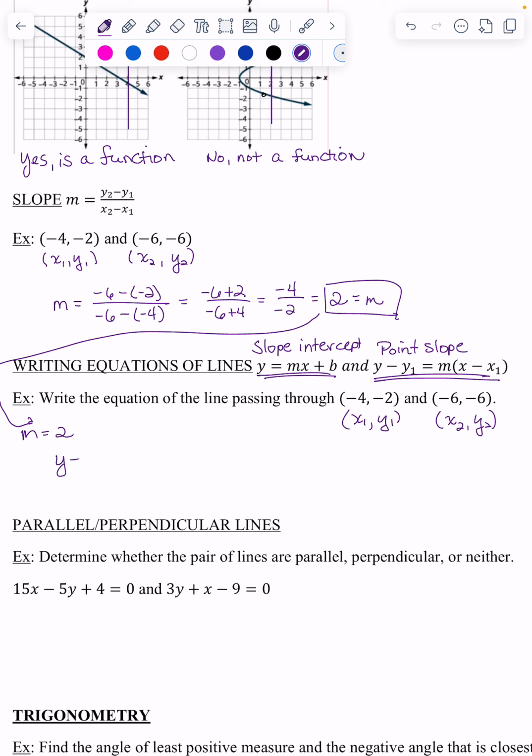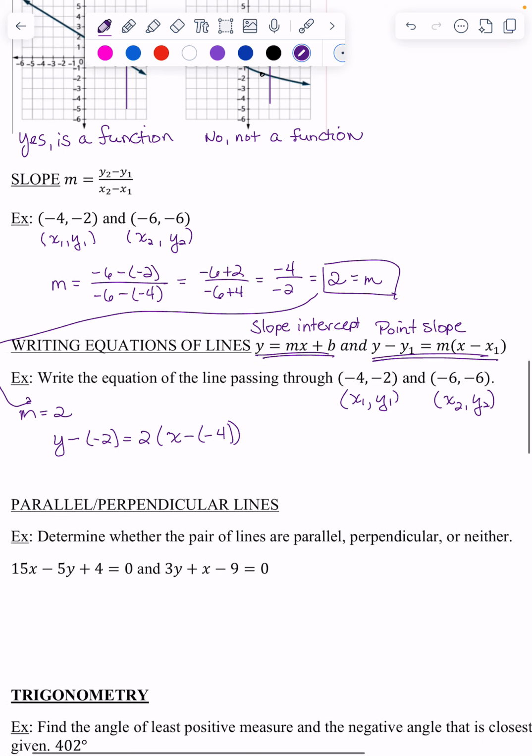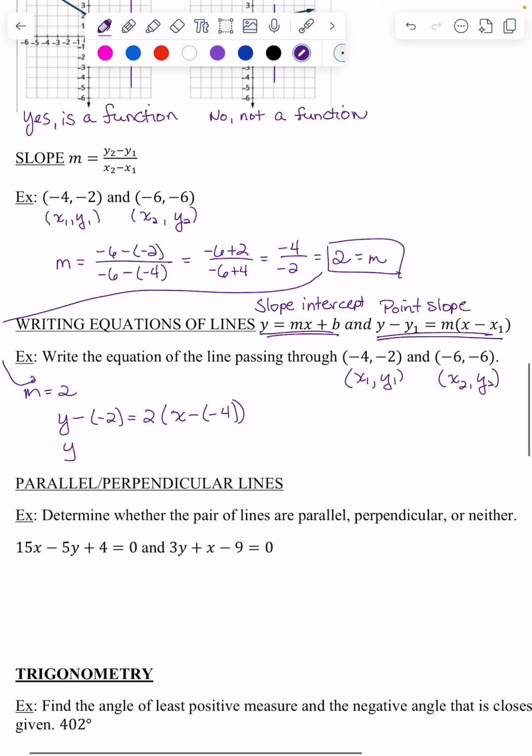So I'm going to say y minus, I'm going to pick my y1. So y minus negative 2 equals 2, that's my m, times x, don't sub in for that one, minus negative 4. I'm only using one of the points, and you can use either one, you'll get the same answer. All right, so I get y plus 2 is equal to 2 times x plus 4.